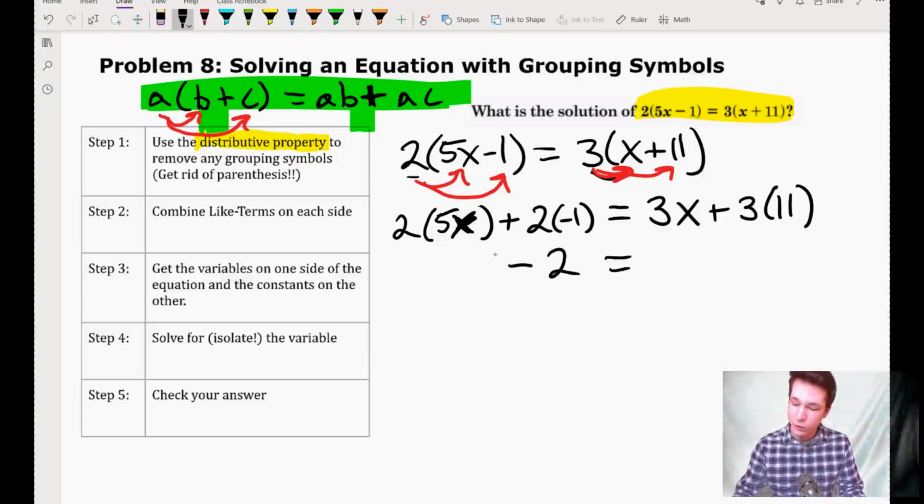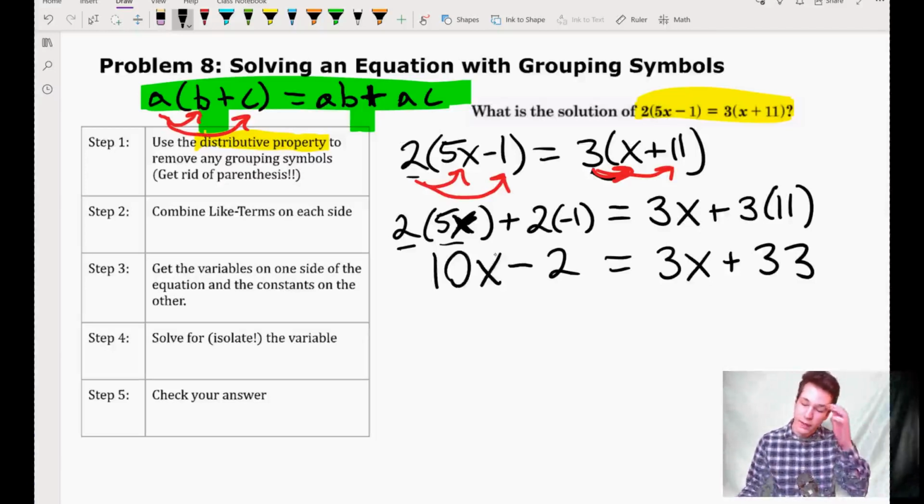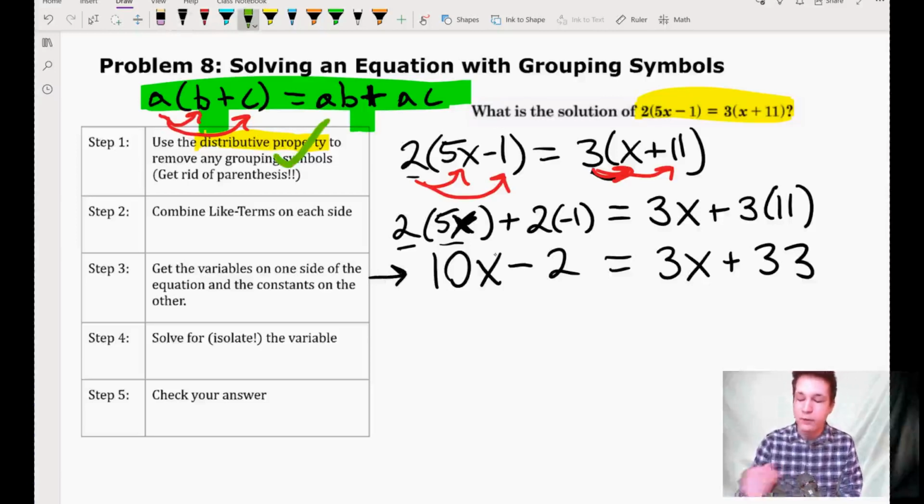There are some other things we can simplify. 3 times 11 is 33. And 2 times 5x is 2 times 5 is 10, and we still need to keep the x, so we have 10x. So I have 10x minus 2 is equal to 3x plus 33, and at this point we have completed step number 1. The parentheses are gone. There's no more grouping. Step number 1 is done.